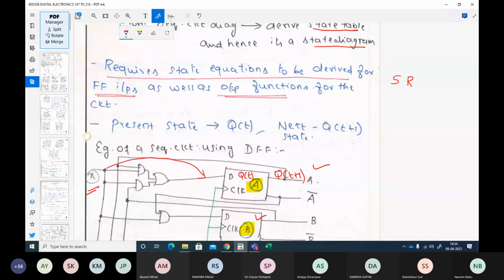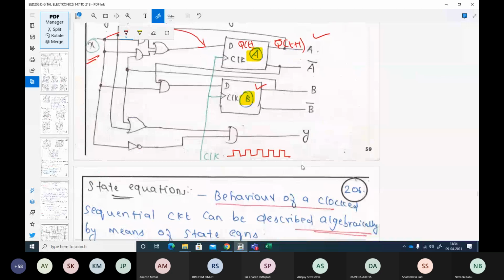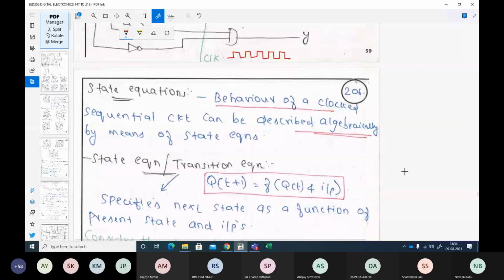The behavior of your clocked sequential circuits, we are going to describe only algebraically using the state equations. Whenever we say that we are going to analyze the sequential circuits, we are going to look at the behavior of these clocks only, right? So we will be describing the behavior of these particular clocks based on algebraic equations. Now, what do you mean by a state equation? The other name of the state equation is a transition equation.